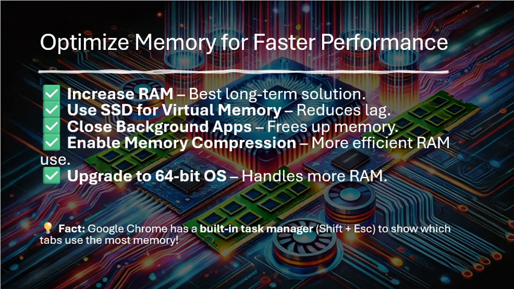How can we optimize memory for faster performance? Want to keep your system running smoothly? We can use these optimization tips. We can increase RAM, which is the best long-term solution. We can use an SSD instead of an HDD for virtual memory, which reduces lag. Then we can close background apps, which frees up memory in the RAM. Then we can enable memory compression, which makes RAM usage much more efficient. Or we can upgrade to a 64-bit OS, which handles more RAM compared to a 32-bit OS.